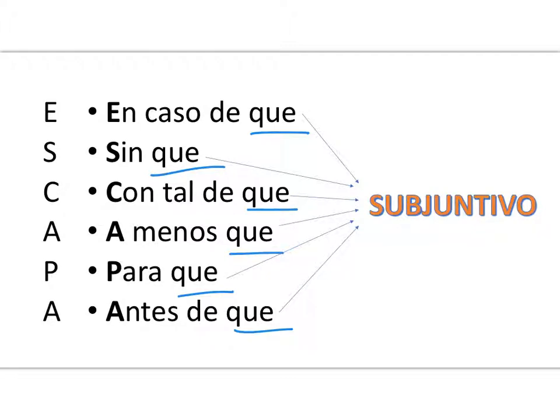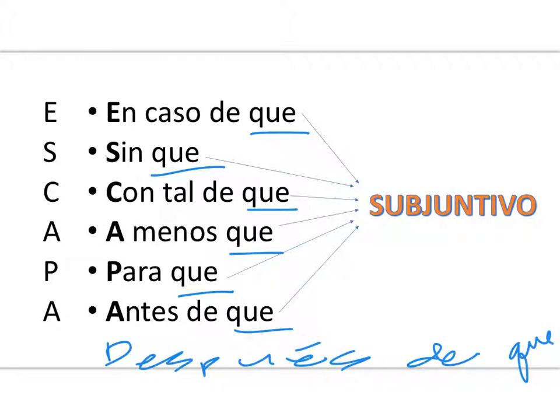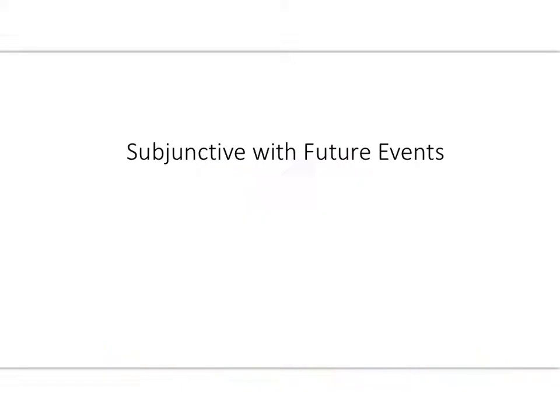And then antes de que and después de que. I don't know why, it just doesn't really fit. Después de que. After that. It doesn't work with our acronym, ESCAPA. You can't escape the subjunctive. Después de que. If there's one more A, you do escapada. I know, but we don't have it. Just remember, después de que also introduces the subjunctive.